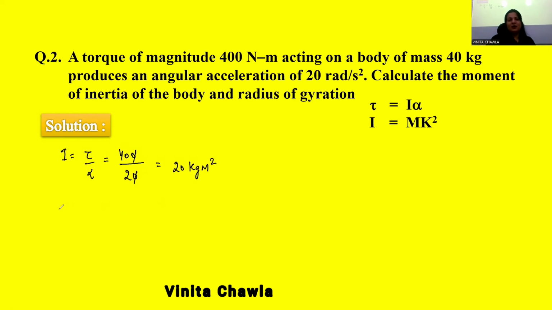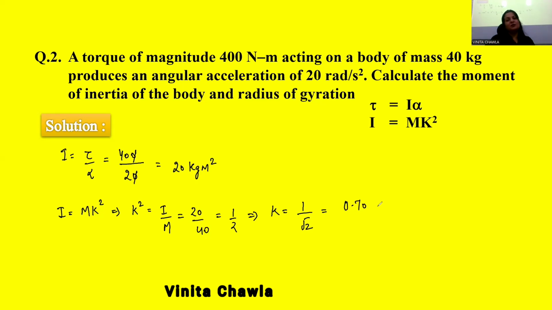And because I is mk square, this implies k square is I by m. I is 20 and m is 40. This is 1 by 2. So this implies k is 1 upon root 2. 1 upon root 2 की वैल्यू पता होनी चाहिए, वैसे भी लर्न होनी चाहिए. It's 0.707 मीटर. ठीक है. Root 2 is 1.414 and 1 by root 2 is 0.707 meter. Okay.